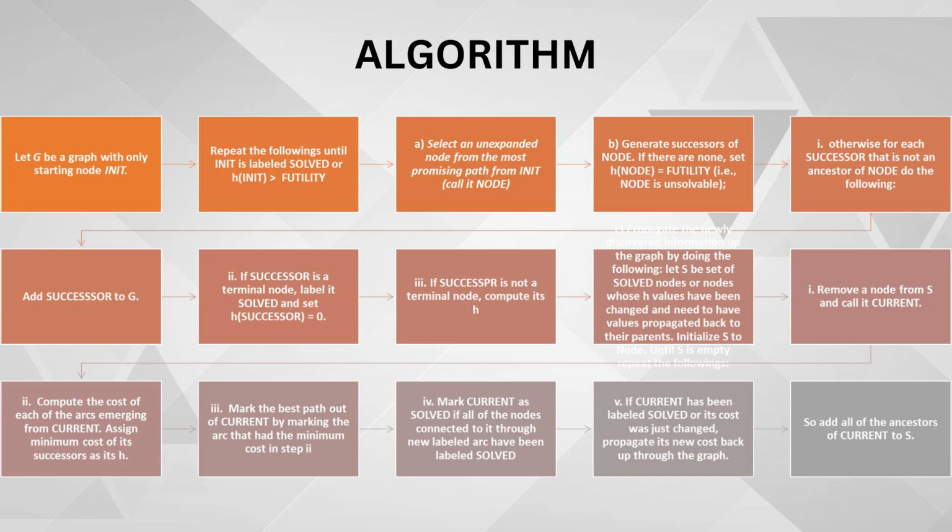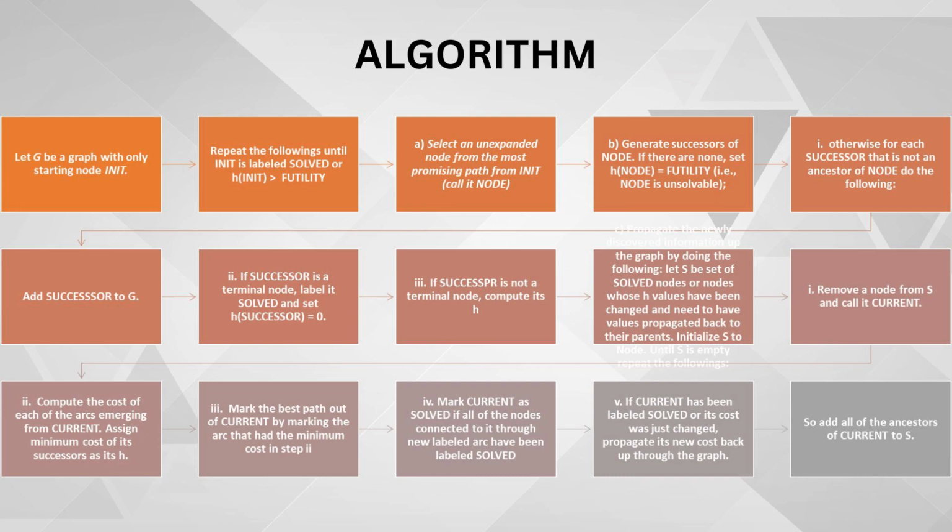Repeat the following. Step 1. Remove a node from S and call it current. Step 2. Compute the cost of each of the arcs emerging from current. Assign the minimum cost of its successors as its H. Step 3. Mark the best path out of current by marking the arc that had the minimum cost in step 2. Step 4. Mark current as solved if all of the nodes connected to it through the new label have been labeled solved.